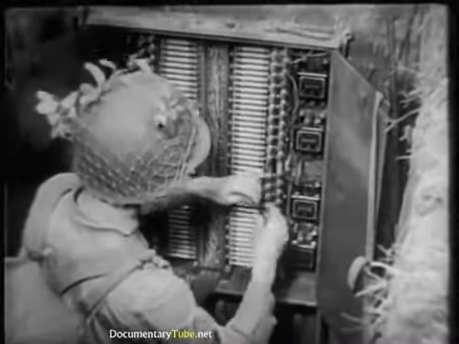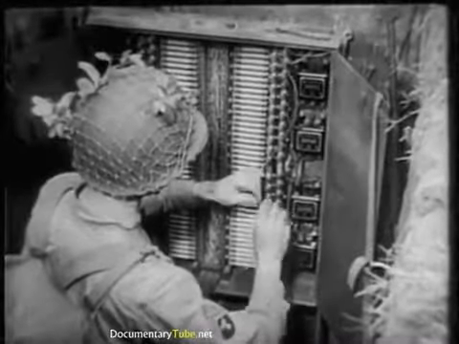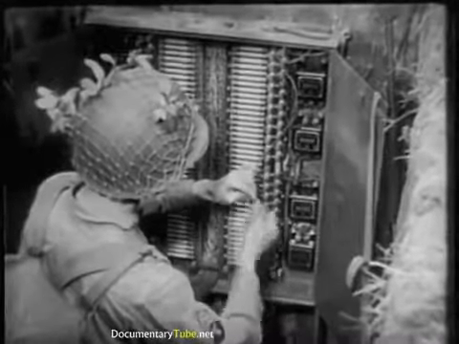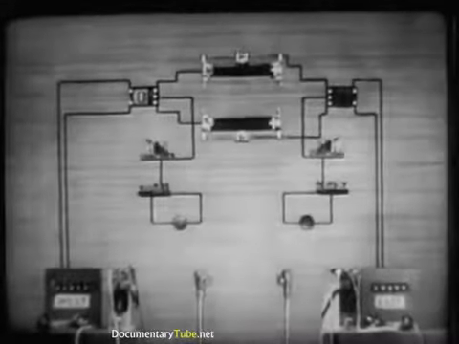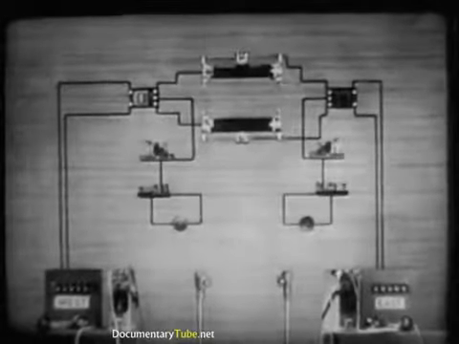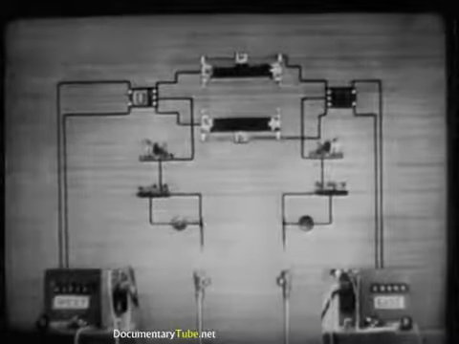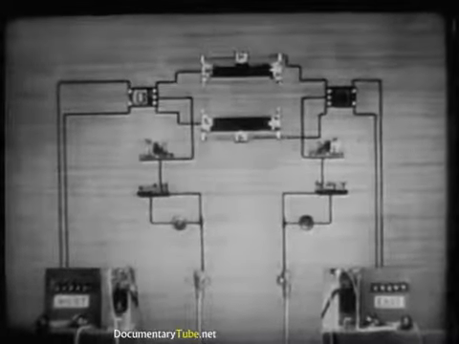Simplex and phantom circuits are used extensively throughout the Army. Every wireman should know how they work. The simplex circuit is obtained by connecting repeating coils at both ends of a line and using the earth as a return conductor.